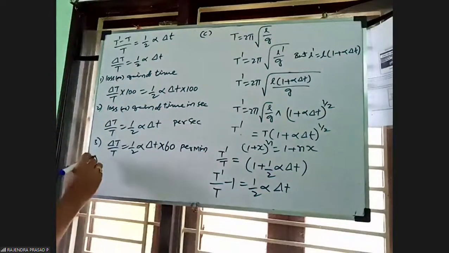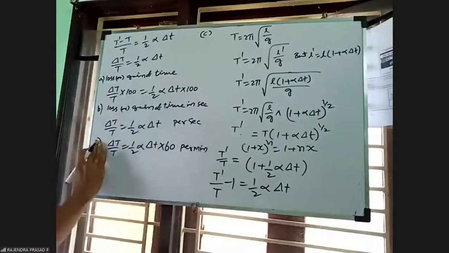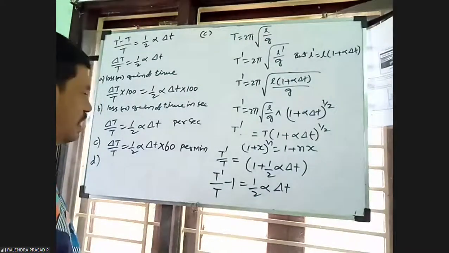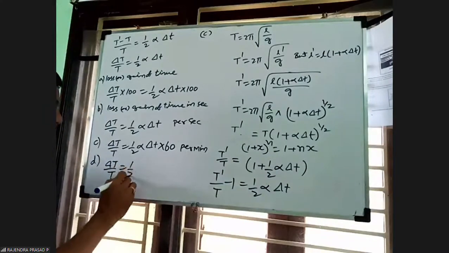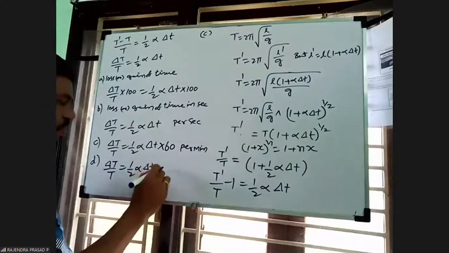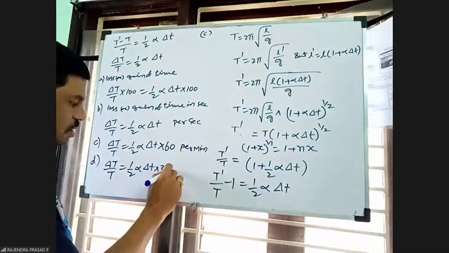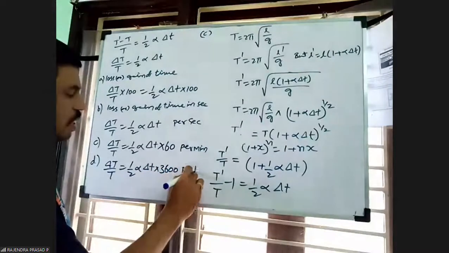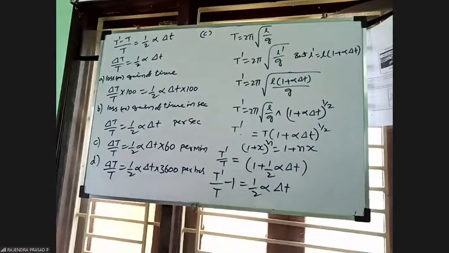So the first one is percentage, A, B, C, D. Per second, per minute. Delta T by T is equal to half alpha delta T into 60 into 60 for per hour.